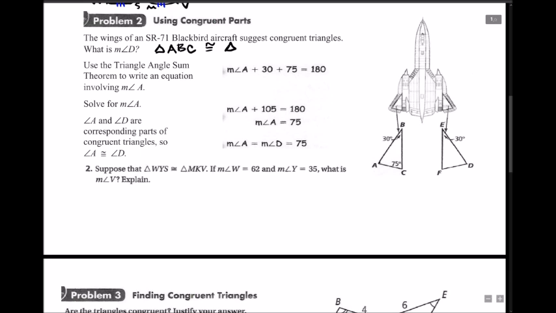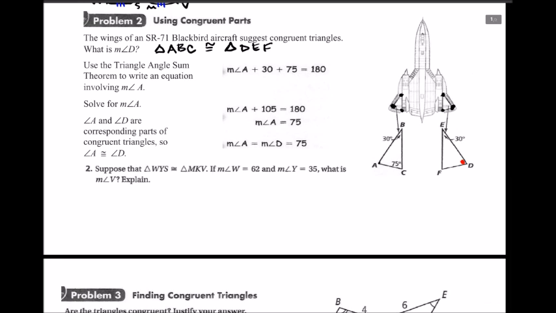Now where did I start? I started over here on the outside tip of my wing, so that's where I'm going to start on this one, D, and I went up to the top here toward the front, so E, and then back down to the bottom inside like that. So there's my triangles. Now we want to know what is the measure of angle D. I am interested in the measure of that angle right there.